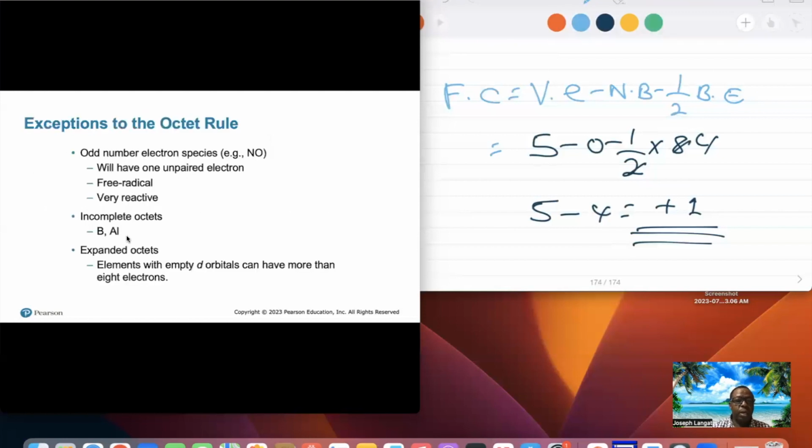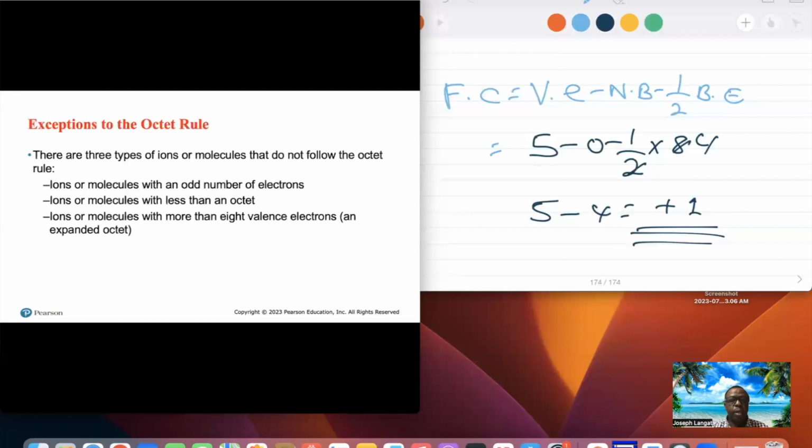In this case, boron or aluminum have incomplete octet rules, and for the expanded octet rule, elements on row 3 and below always have an expanded octet. Look at this ion or molecule with more than 8 valence electrons. Why row 3? Because we have the 3D sublevel. Remember, the 3D sublevel can take up to a maximum of 10 electrons.